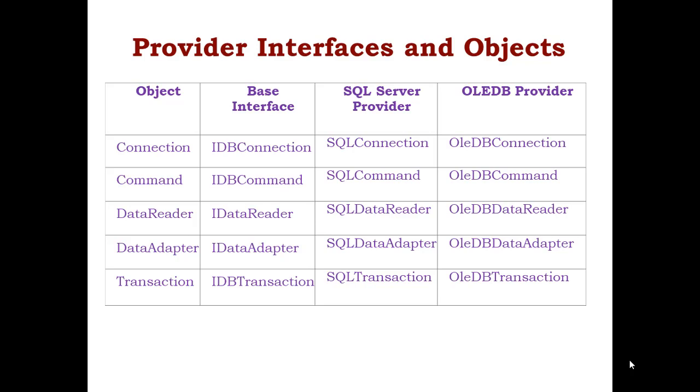There are five important objects used to connect to a database in ADO.NET: connection, command, data reader, data adapter, and transaction. The base interfaces are IDbConnection, IDbCommand, IDataReader, IDbDataAdapter, and IDbTransaction.